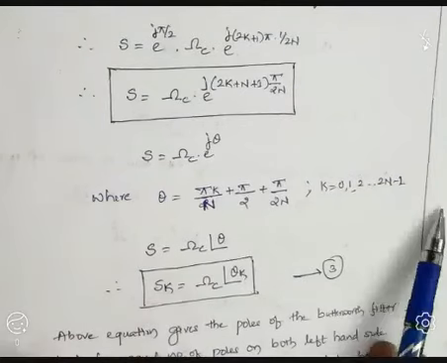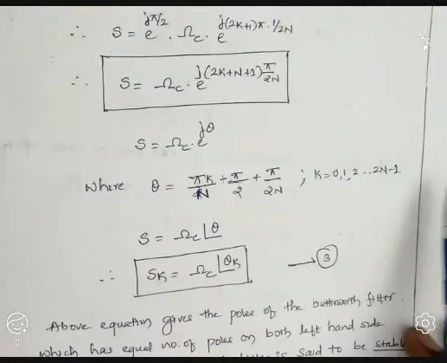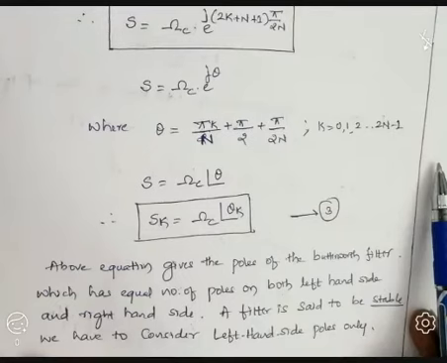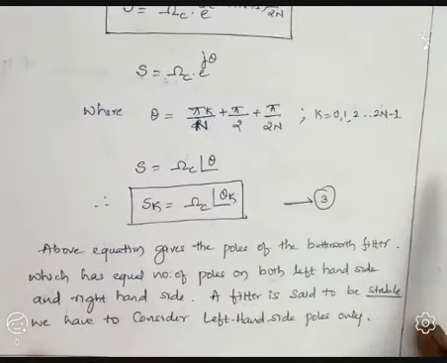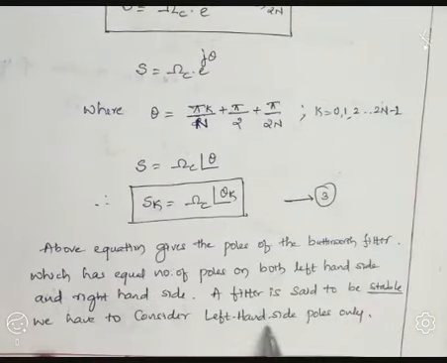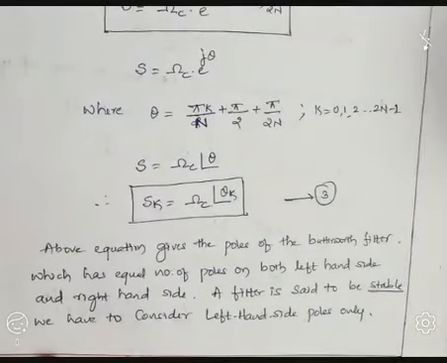So our equation number 3 gives the poles of the Butterworth filter, which has an equal number of poles on the left hand side as well as the right hand side. But for a filter to be stable, we have to consider only left hand side poles. So we have to consider only left hand side poles. So we calculated the poles of the filter.